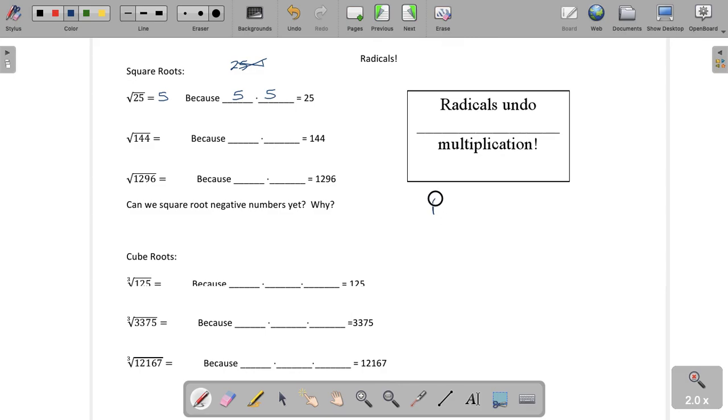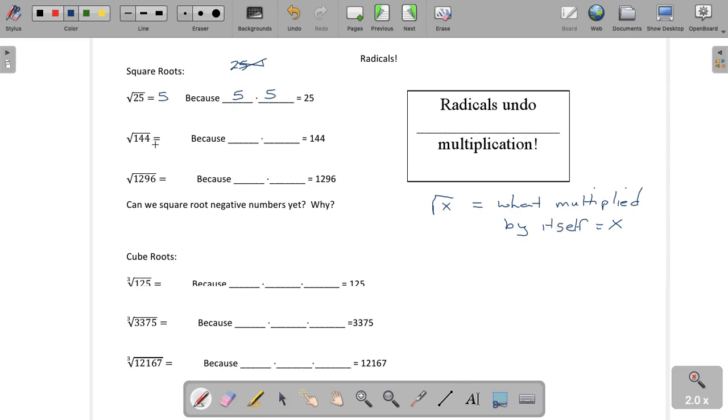Okay, if I have the square root of x, that means what multiplied by itself equals x. Okay, what multiplied by itself equals x? I wrote this really ugly, so I'm going to rewrite that. What by itself equals x?